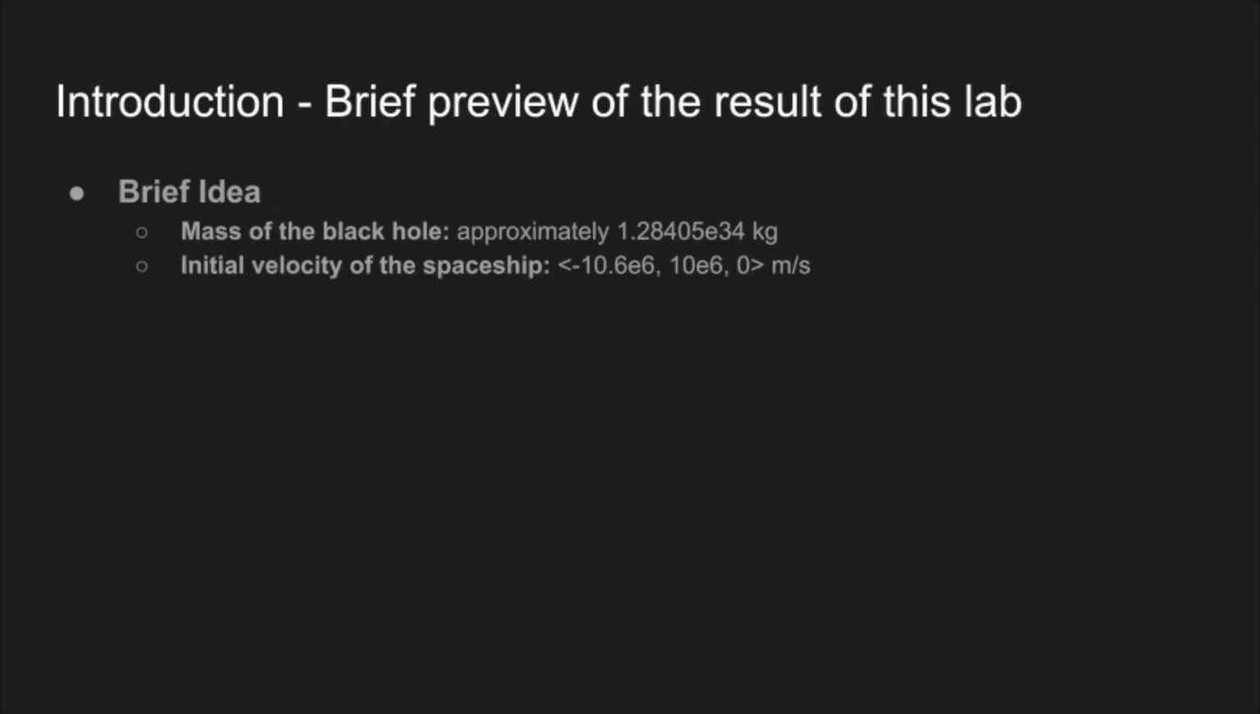So to briefly talk about the result of this lab, the mass of the black hole was approximately 1.28405 times 10 to the negative 34 kilograms, and the initial velocity of the spaceship was: x component negative 10.6 times 10 to the 6, y component 10 times 10 to the 6, and z component 0, and the unit was meters per second.